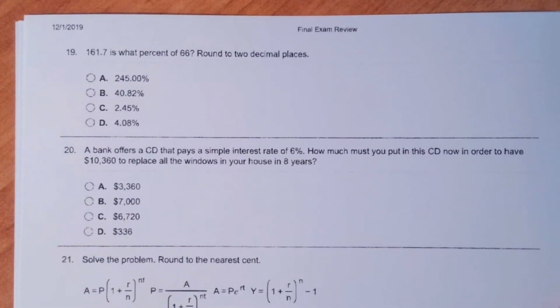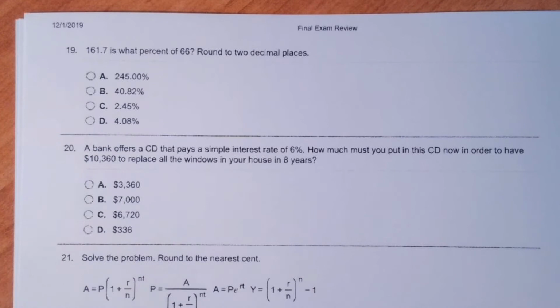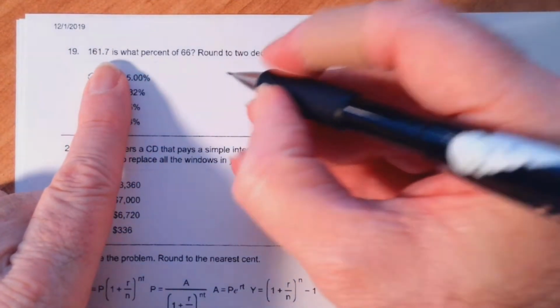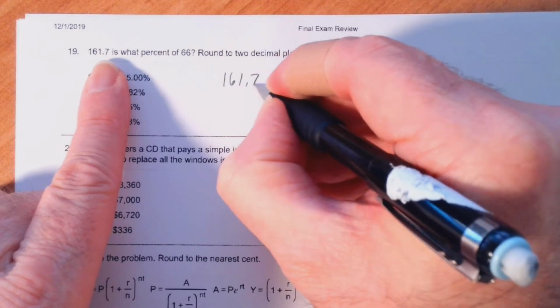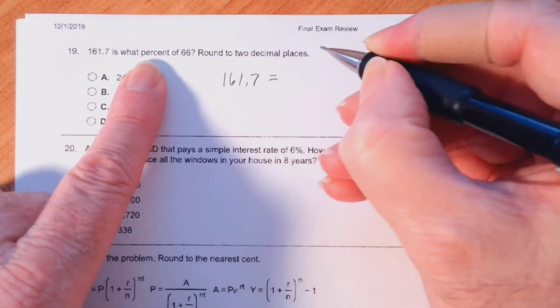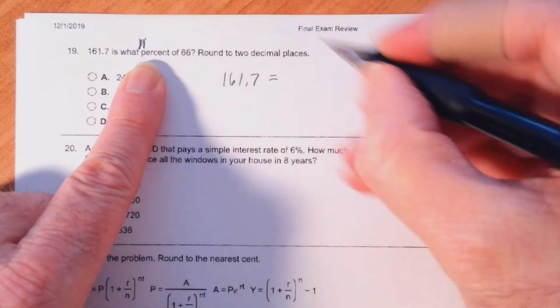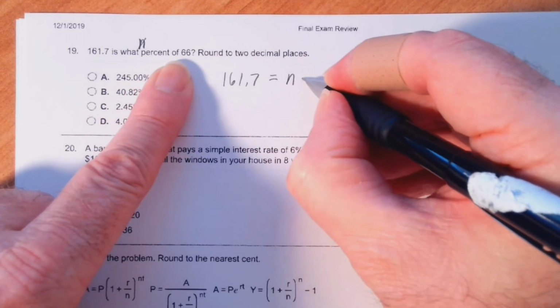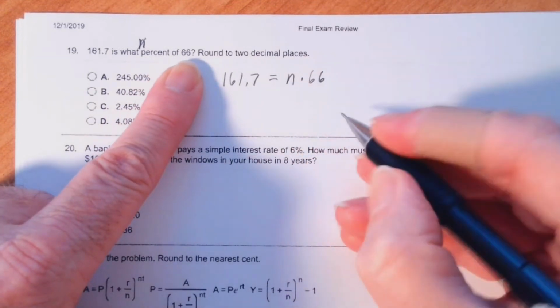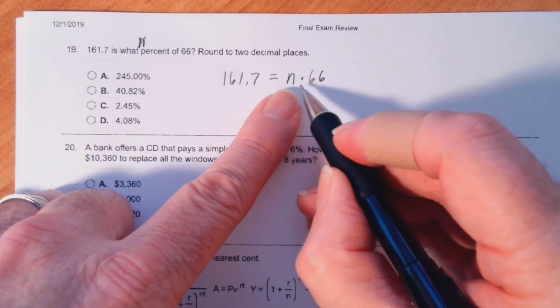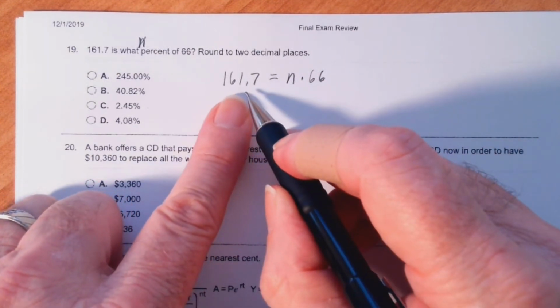Now, we had talked about how when you're dealing with percents, often you deal with what I call the percent equation. Basically, the percent equation says you take some percent of a number equals another number. And so you can actually just translate this problem. It's 161.7 equals what percent, let's call it n, of or times 66. So basically it's a percent of, or times, some number equals some other number.